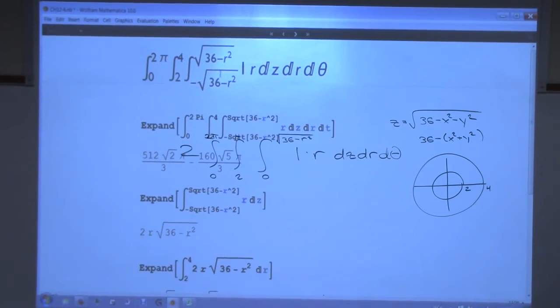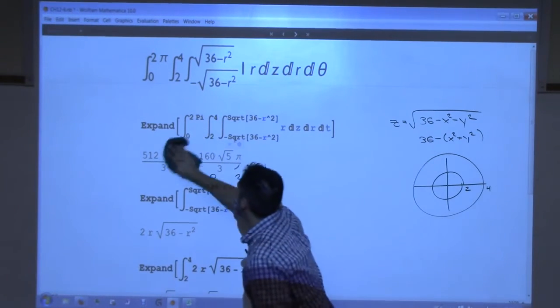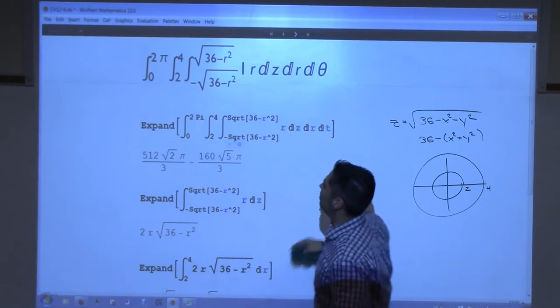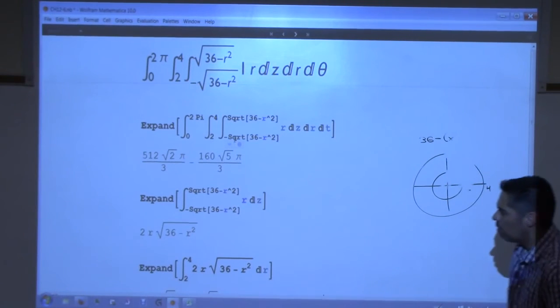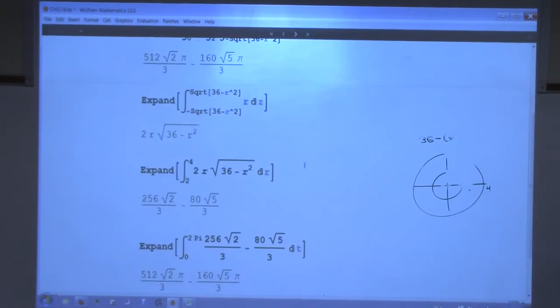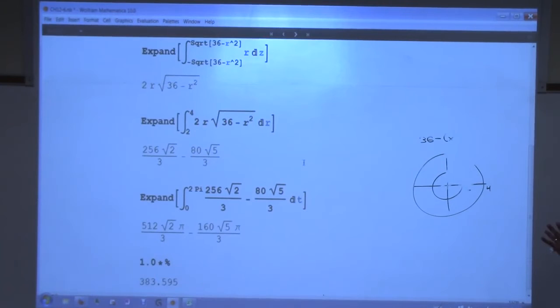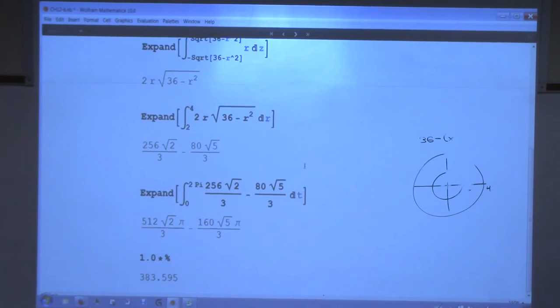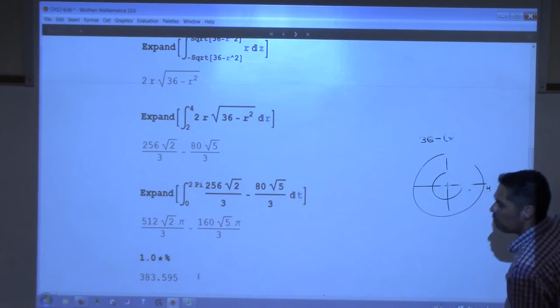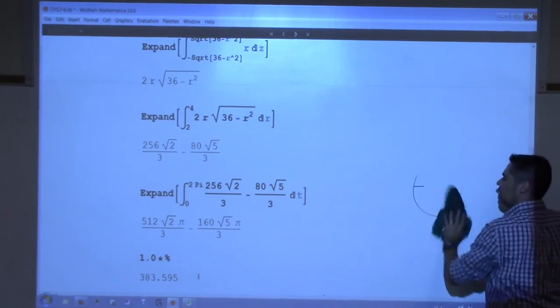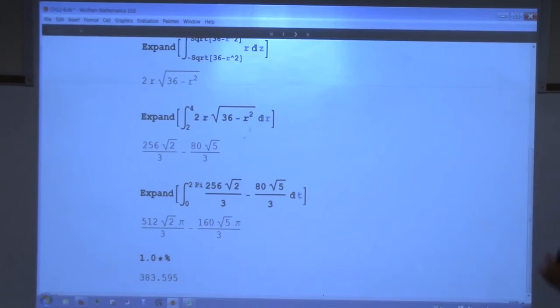Oh, I did it a little different on the computer. I didn't double it. I went to 2 limits. But if you work it all out, I don't know if this works out, by the way. Just setting them up is what I'm looking at here. You get approximately 383.595 cubic units, whatever those are.